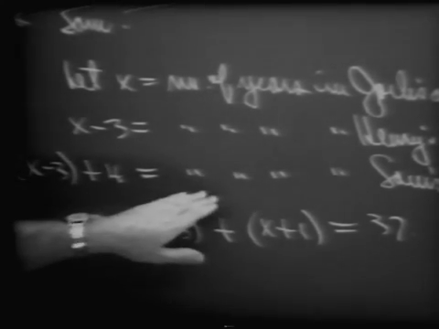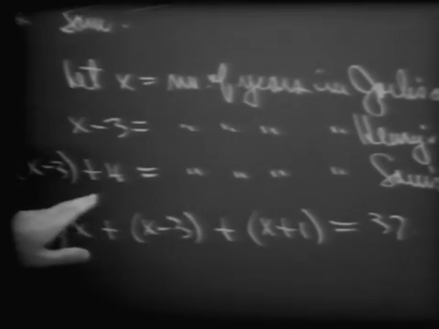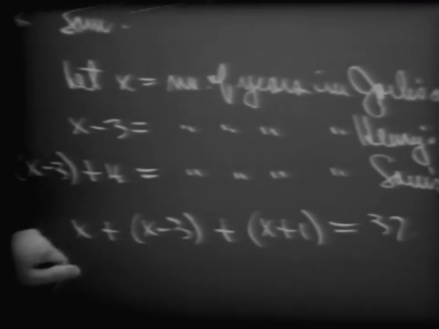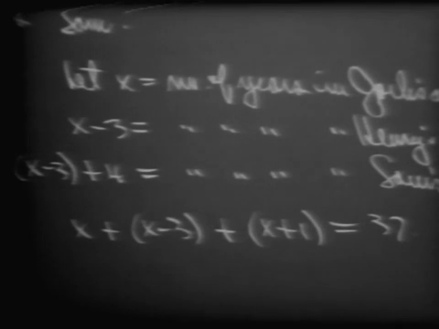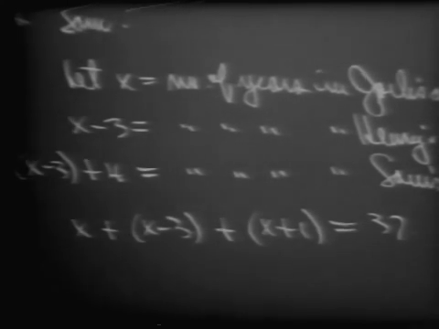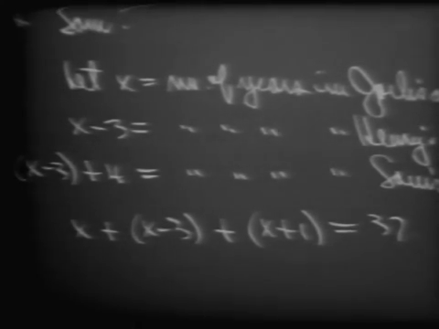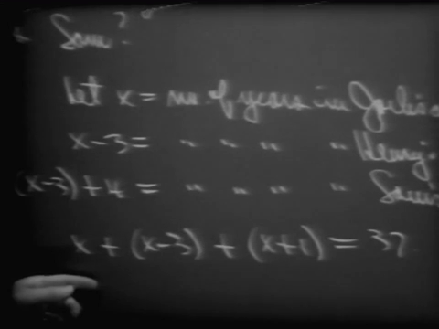How about Sam? Sam is what? 4 years older than Henry. So how would we represent that? X plus 7. I guess we would have to represent it by X plus 7. Is that right? Because he's 4 years older than Henry. Okay? Well, I think we have a sentence here.